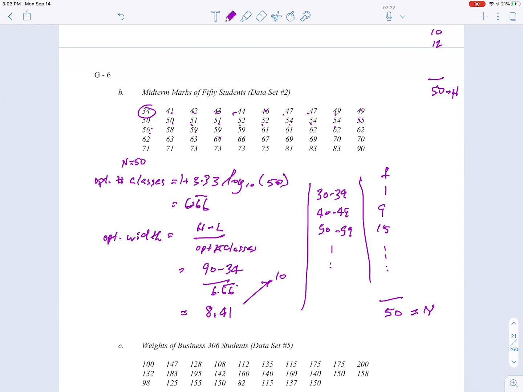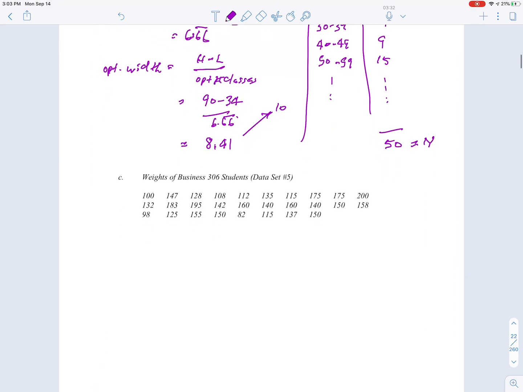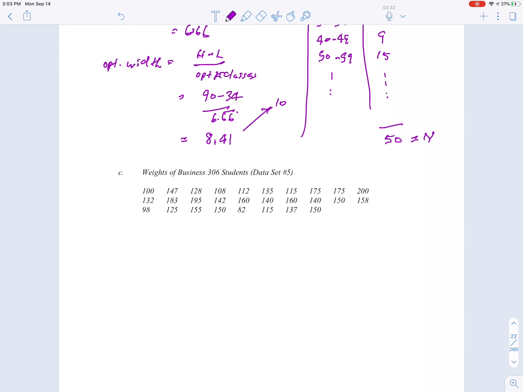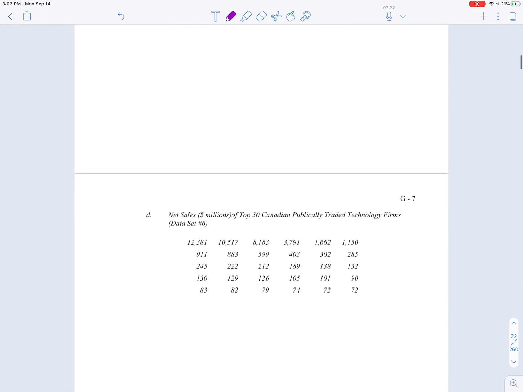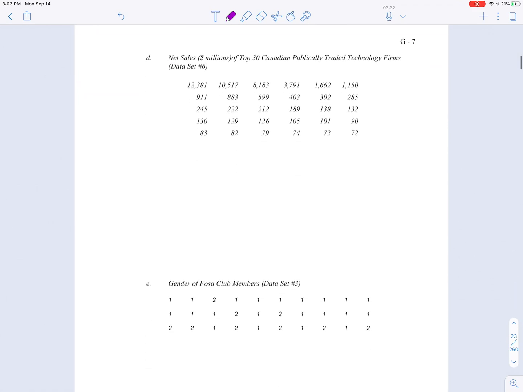All right, C, I'm going to actually do that one in class. So why don't you wait for that particular one? Do it yourself, of course, and see what you get. And then we're going to do D. So let's continue on here for D.